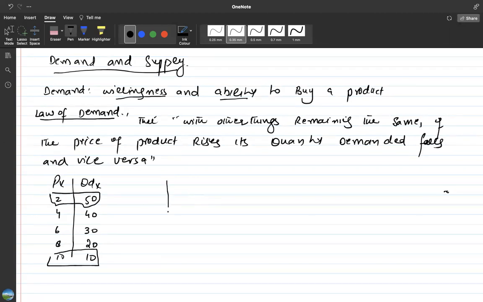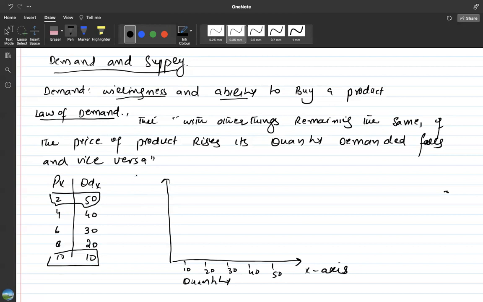We can draw it. On the x-axis, we can draw quantity: 10, 20, 30, 40, 50. On the y-axis, we can draw price: 2, 4, 6, 8, 10.